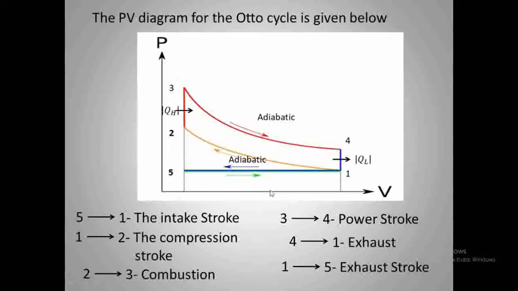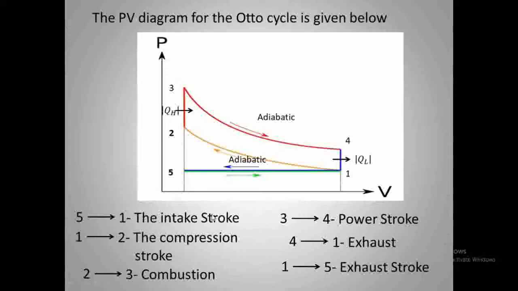So the volume is on the x-axis and the pressure is on the y-axis. These are the 2 processes where there is no movement of the piston. This is the constant volume process, that is an isochoric process, and this is again an isochoric process. So we can start with 5. This is a cyclic process. If we are starting from 5, after the 6th process the system should be brought back to the position 5. So we can start from 5 to 1, that is the intake stroke.